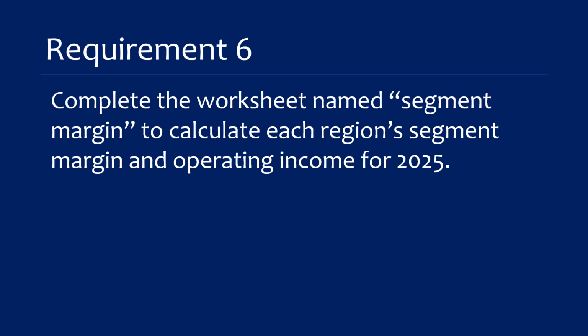Requirement 6 reads, complete the worksheet named Segment Margin. You will calculate each region's segment margin and operating income for 2025. You will link to the totals in the pivot table you created for Requirement 3. You will get fixed costs for calculating the segment margins from the Fixed Cost Data worksheet.